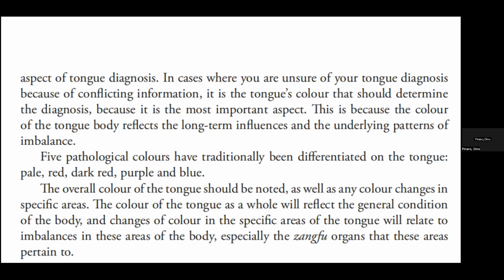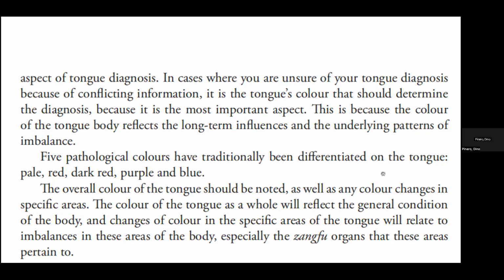The color of the tongue as a whole will reflect the general condition of the body, and changes of color in specific areas of the tongue will relate to the imbalances in these areas of the body, especially the zangfu organs that these areas pertain to. So, our tongue is represented by different organs. So, in the general coloration of the tongue, there could also be different changes in every specific area that may represent the zangfu organ that could have a condition the patient is feeling.